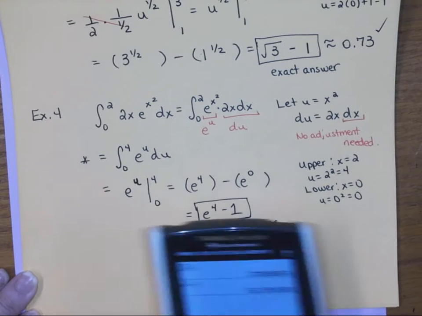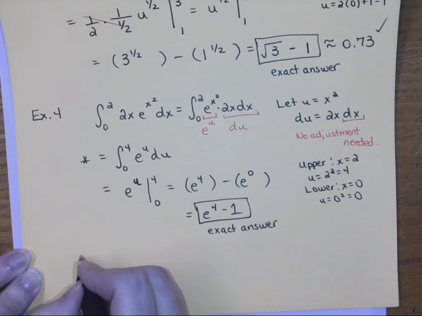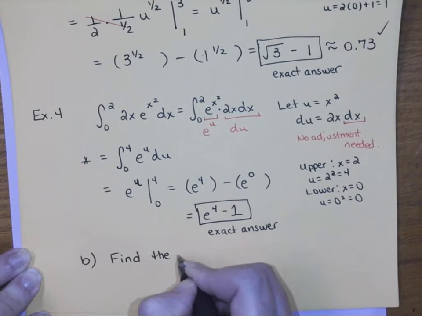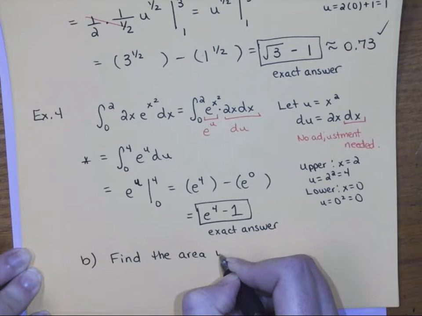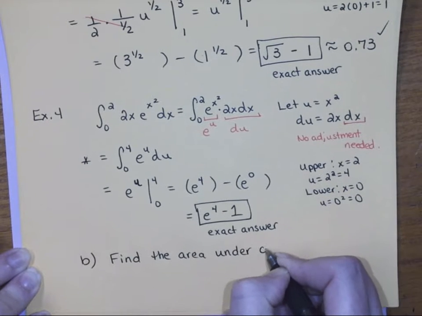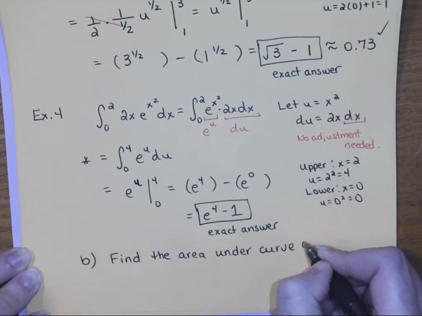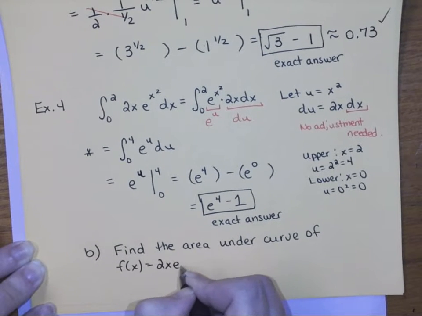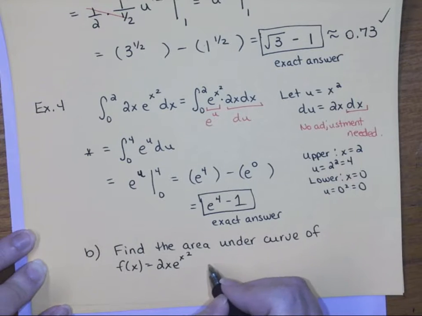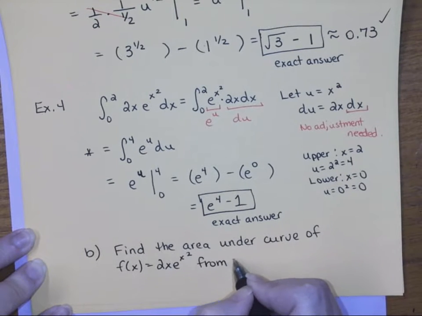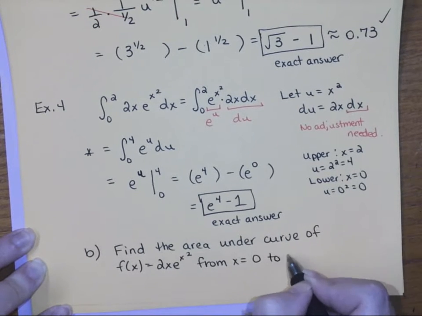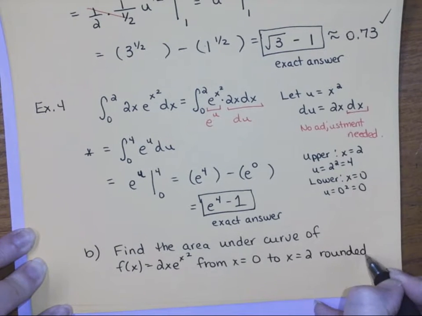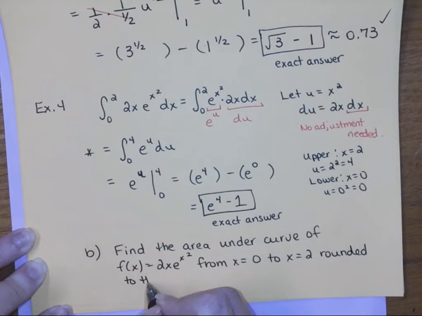Okay, so keep that in mind. I'm going to move the calculator away just for a minute. Now what if I asked you to find the area under the curve of f of x equals 2x e to the x squared power from x equals 0 to x equals 2, rounded to the nearest tenth?